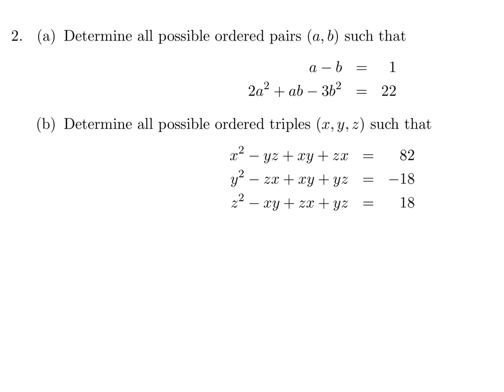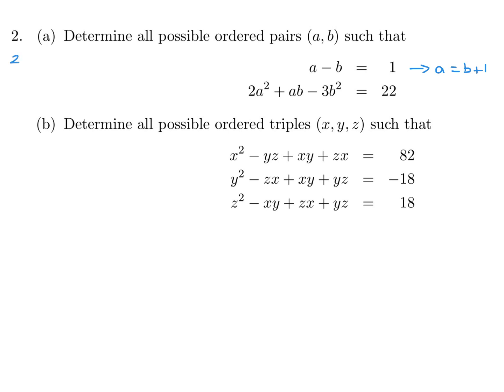Determine all possible ordered pairs (A, B) such that A minus B is 1 and 2A squared plus AB minus 3B squared is equal to 22. So from this, we conclude that A is equal to B plus 1, and therefore I can substitute it into this equation.